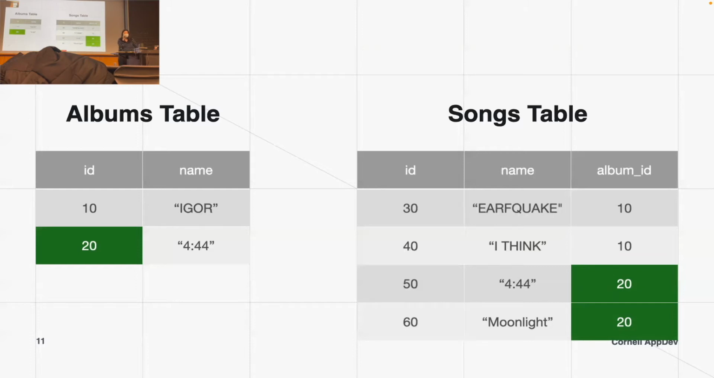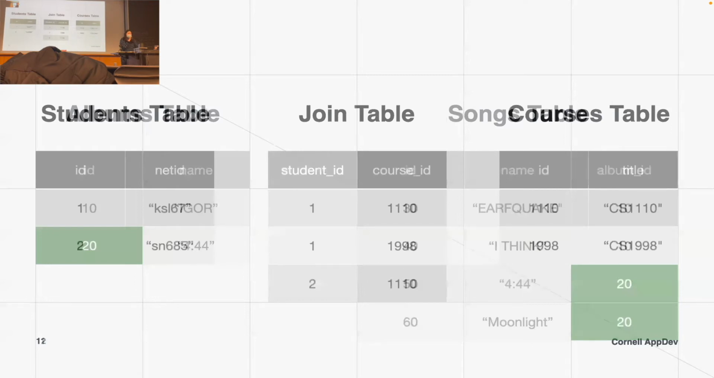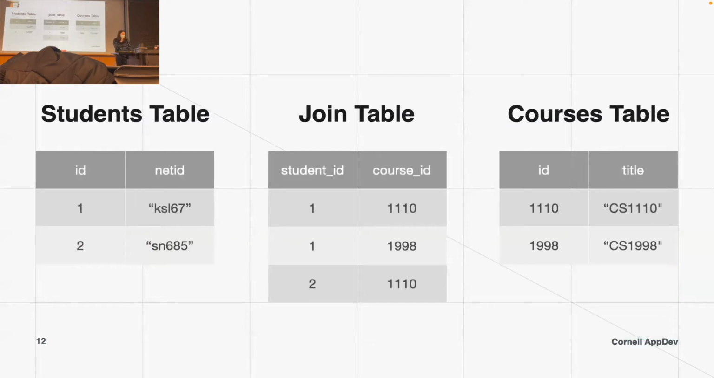Does that kind of make sense? One-to-one, one-to-many. Cool. And then lastly, we have many-to-many. With this one, you can have many students associated with many courses and many courses associated with many students. To keep track of all the relationships that you have, we use an association table, or a join table.